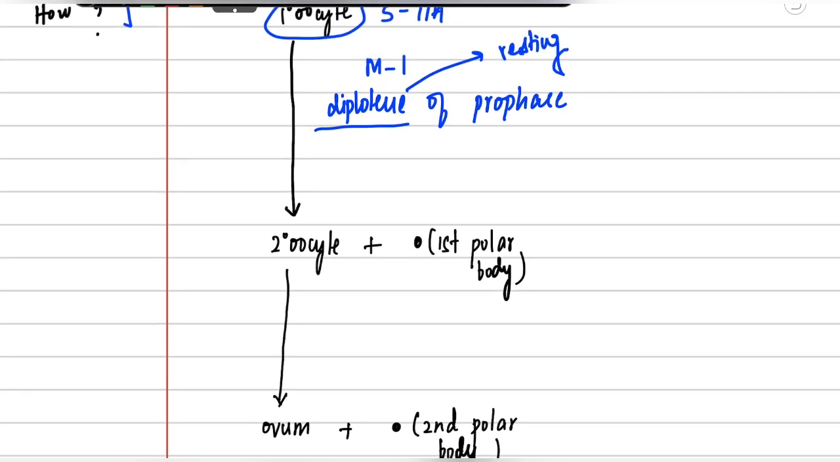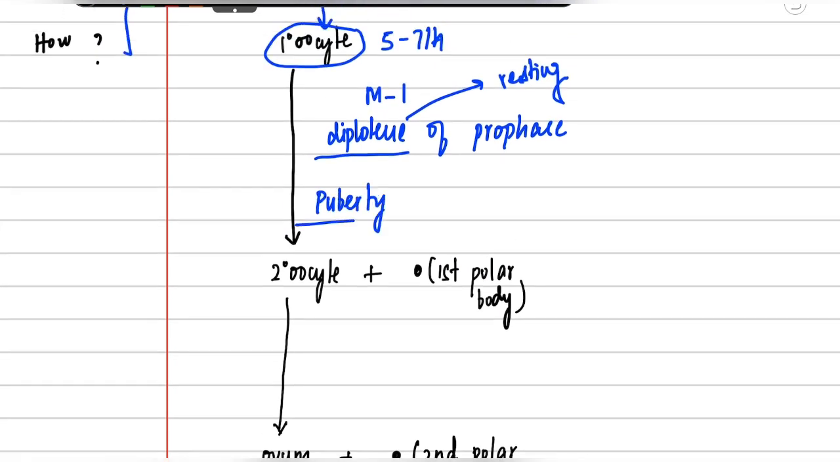So until when is it halted? Okay, this is halted until puberty. After puberty it completes meiosis 1 to form a secondary oocyte and a polar body. What is a polar body?